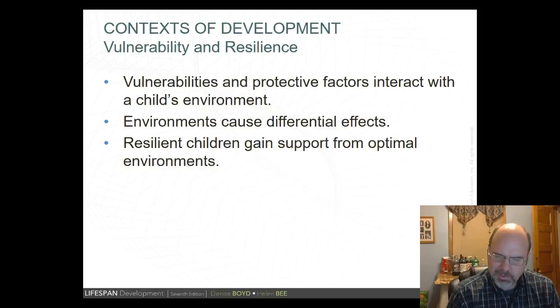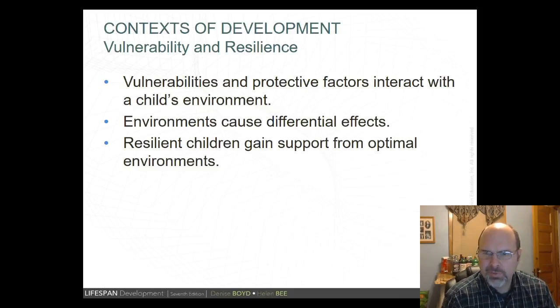Let's talk about vulnerability and resilience. This is kind of a pretty current trend in psychology, where the same environment can affect different children differently. The effect depends on the qualities a child brings to interactions. For instance, one child might have some vulnerable things happen. Let's say alcoholic parents, or maybe there's a death in the family, which would bring on trauma. These environments can cause different effects. Where resilient children, they have more of an optimal environment.